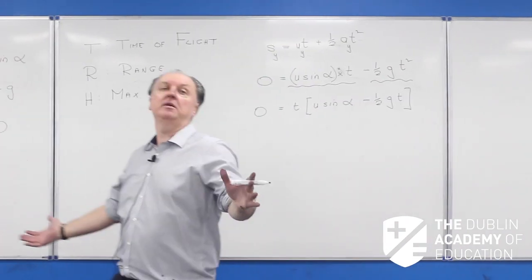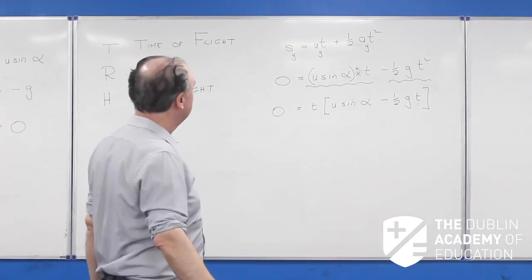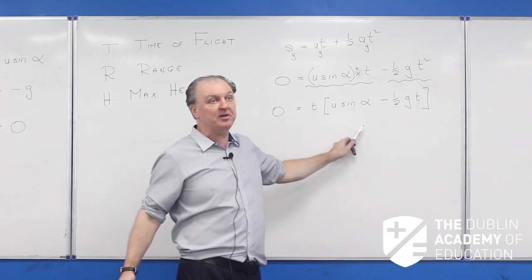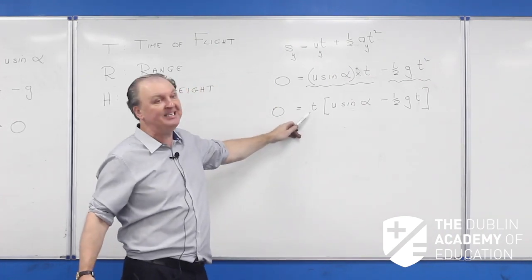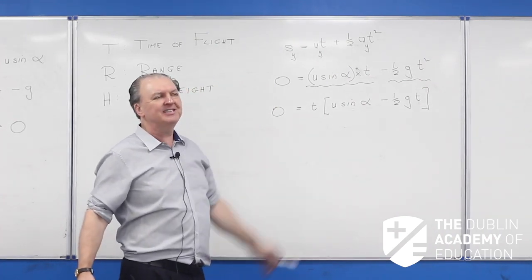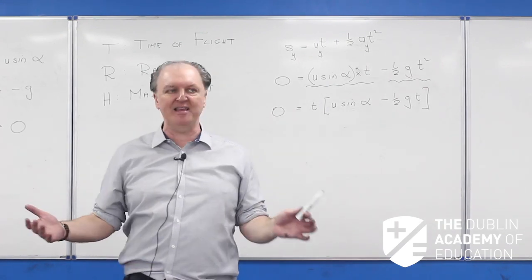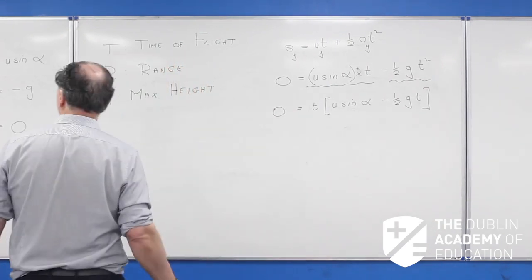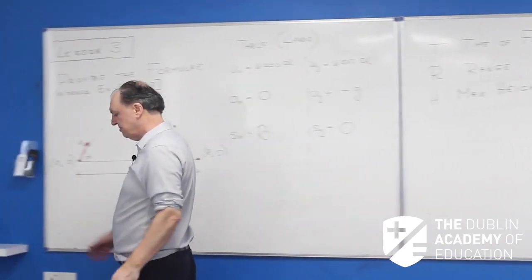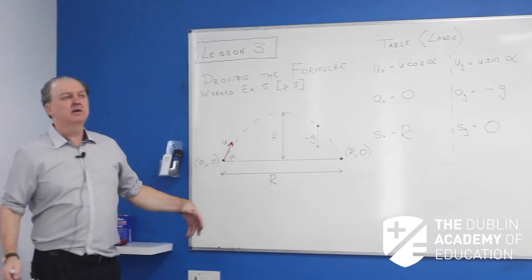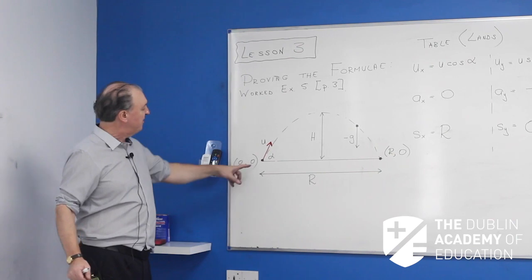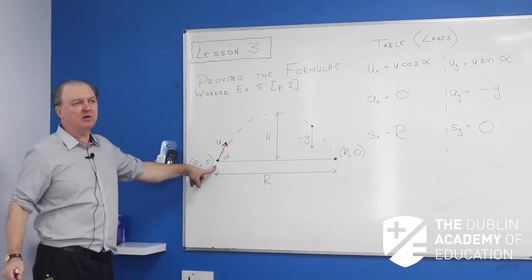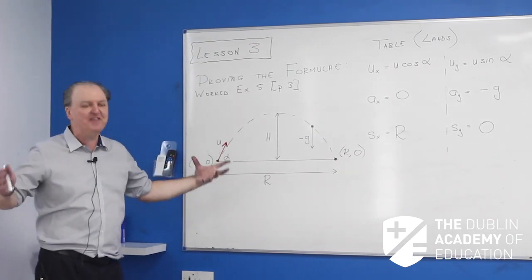Now to solve that quadratic equation, you'll put that square bracket equal to 0 and solve for t, and you'll put t equal to 0. But t equal to 0 is a kind of trivial answer, because I know when it was launched at the beginning, t is equal to 0, then sy was equal to 0. So I know that. So it's a trivial answer.